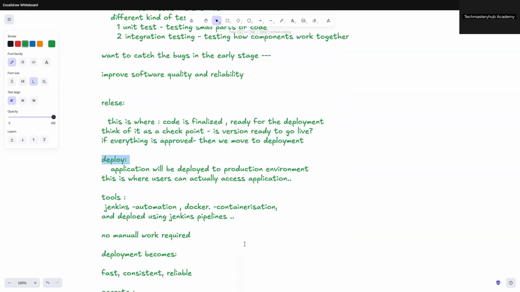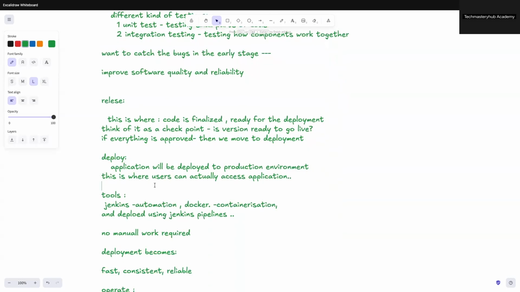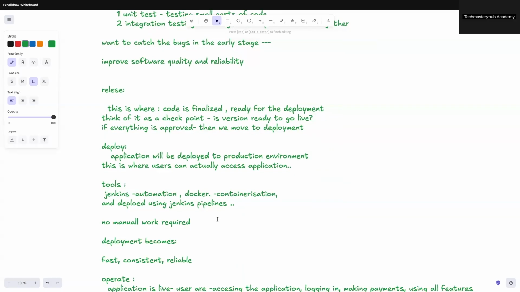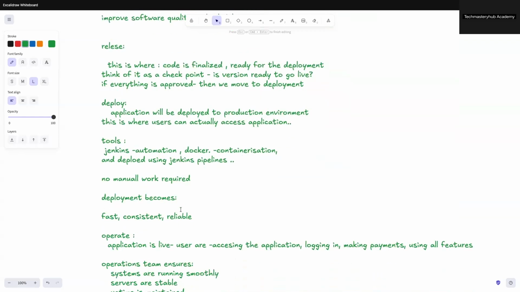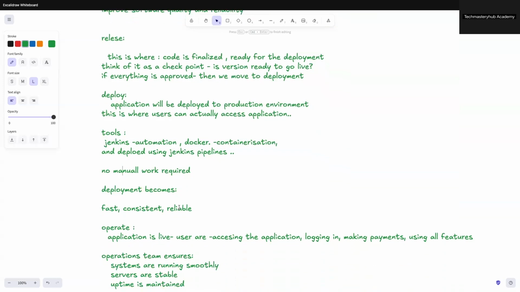So the next stage is deploy. Now the deploy stage is where the application is deployed to the production environment. This is where users can actually access it, because once it is deployed, it is accessible to the users. There are many deployment tools. For example, Jenkins will be used for the automation, or Docker is a containerization tool, and the package will be deployed using the Jenkins pipeline. So there is no manual work required in the deployment. Since it is automated, deployment becomes consistent and reliable.